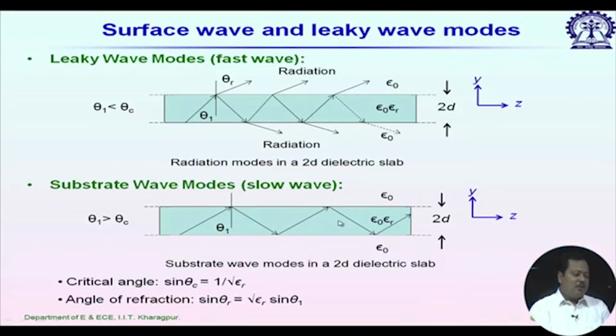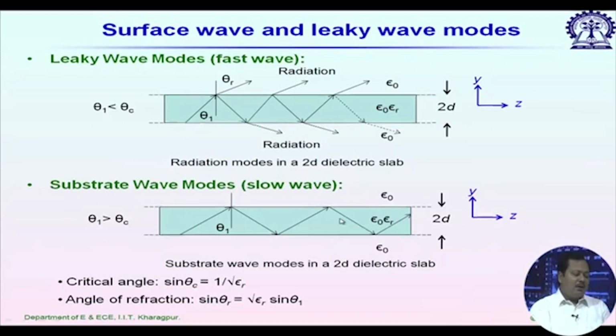it can be shown Vp is less than C. That means it is a slow wave scenario, and we do not have any significant radiation from this structure. So, in this case electromagnetic wave propagates through the dielectric slab, but what is the problem then?